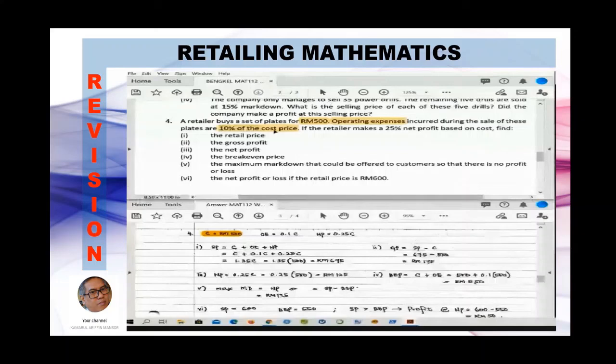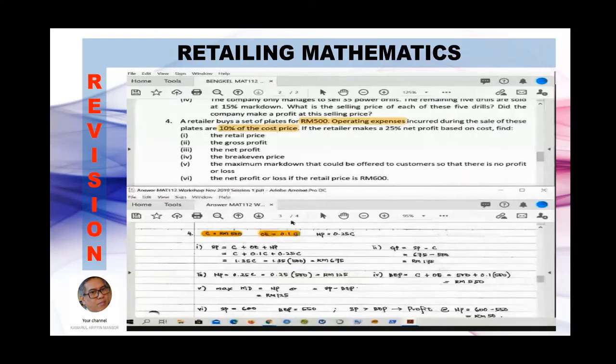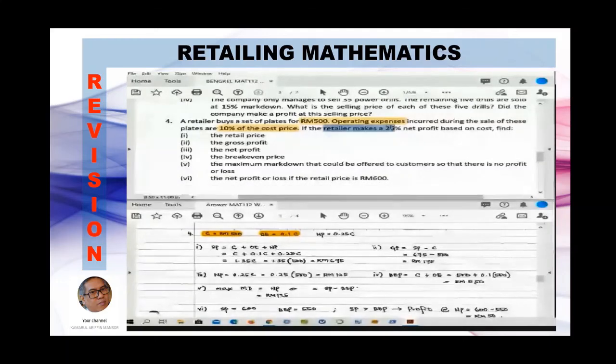So we can convert it into OE equal to 0.1 because 10%. And then based on cost, based on cost price, so 0.1 times C. Okay. Similarly, the retailer makes a 25% net profit based on cost. So that means net profit is NP. 25% jadi 0.25 and then based on what? Based on cost jadi 0.25 C. So this gives you the third information. Okay.